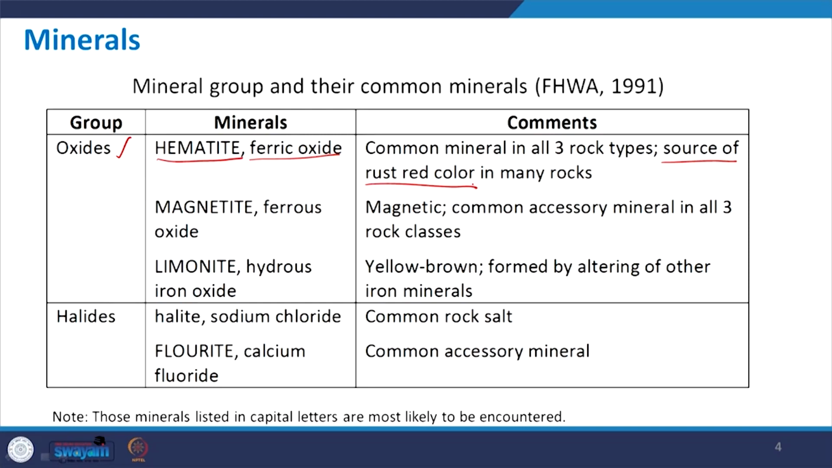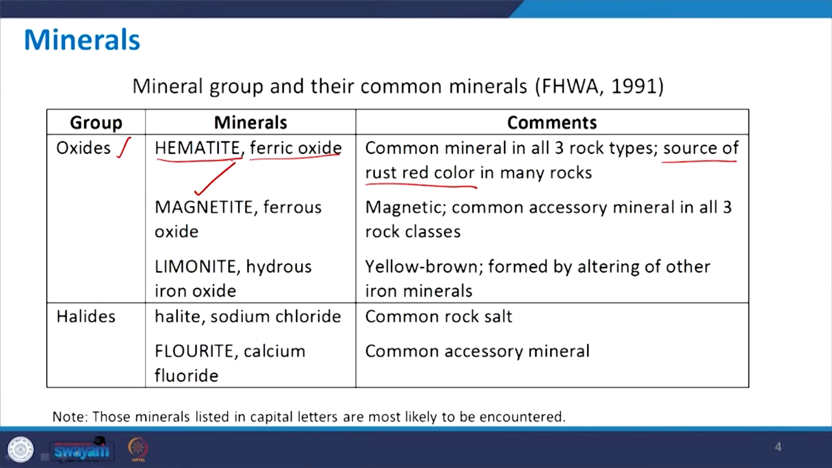Then the next category in this oxide group is magnetite, where again ferrous oxide comes into the picture. This is magnetic, and it is a common accessory mineral in all the three rock classes. Keep in mind that this is magnetic. Then the third one in the oxide group is limonite, which is hydrous iron oxide, and note the color, this is yellow brown. So it is different.